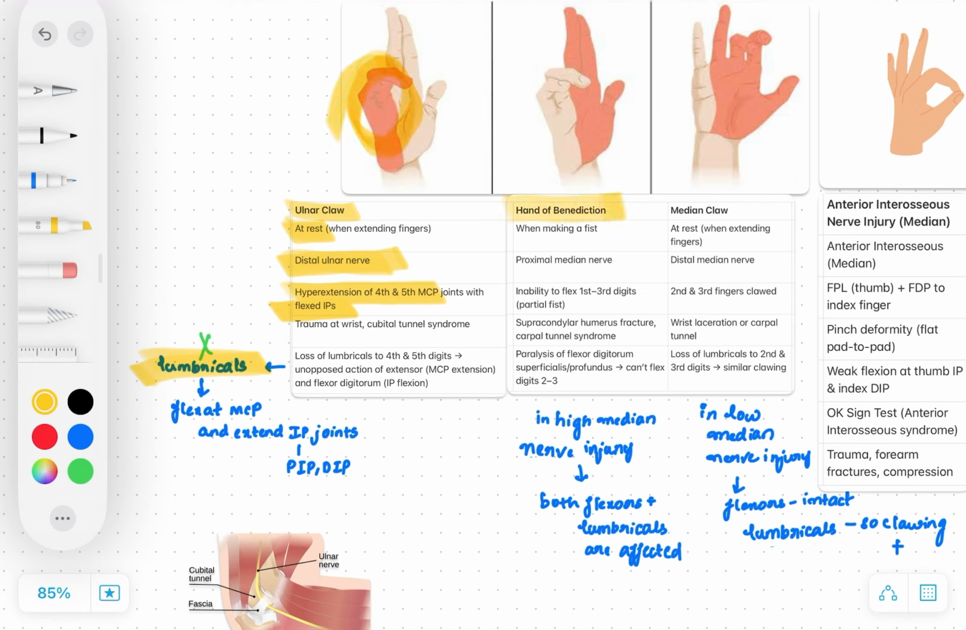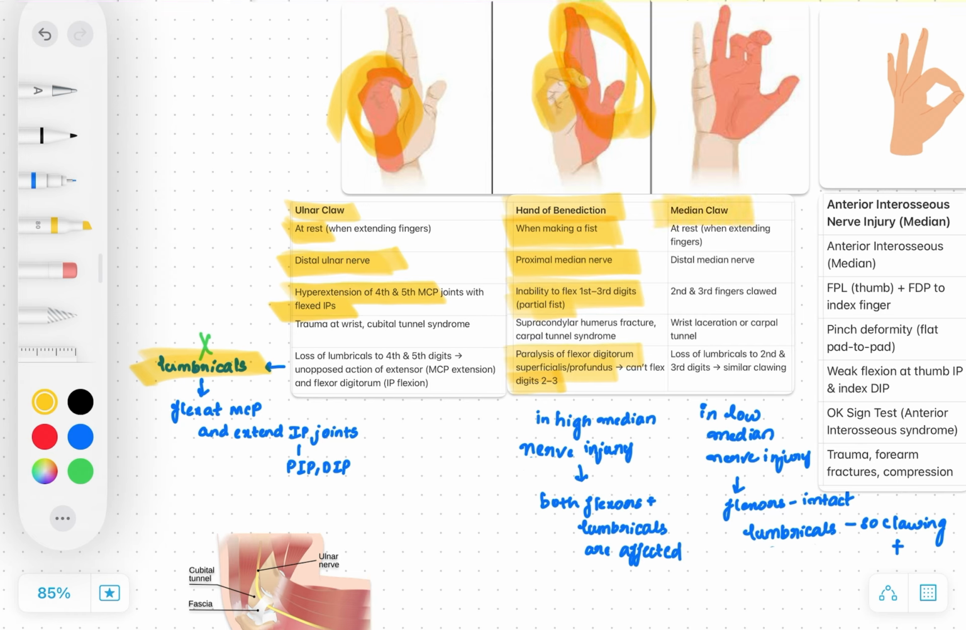Next is hand of benediction. Here the resting position is normal, but whenever the patient is asked to make a fist, the patient will not be able to flex the first, second and third fingers, but the fourth and fifth fingers are normal. It is generally seen in proximal median nerve injury. Inability to flex the first to third digits is hand of benediction. It is seen in proximal or high median nerve injury. There is paralysis of flexor digitorum superficialis and profundus, so the patient can't flex the digits.